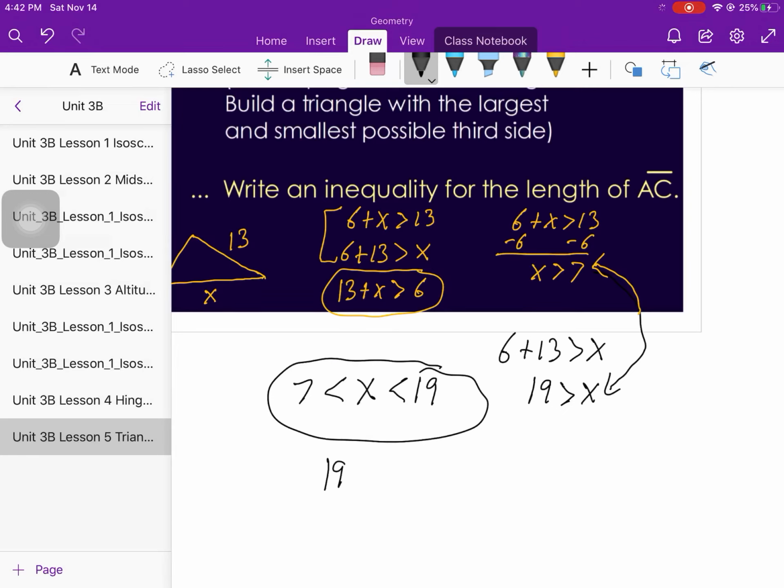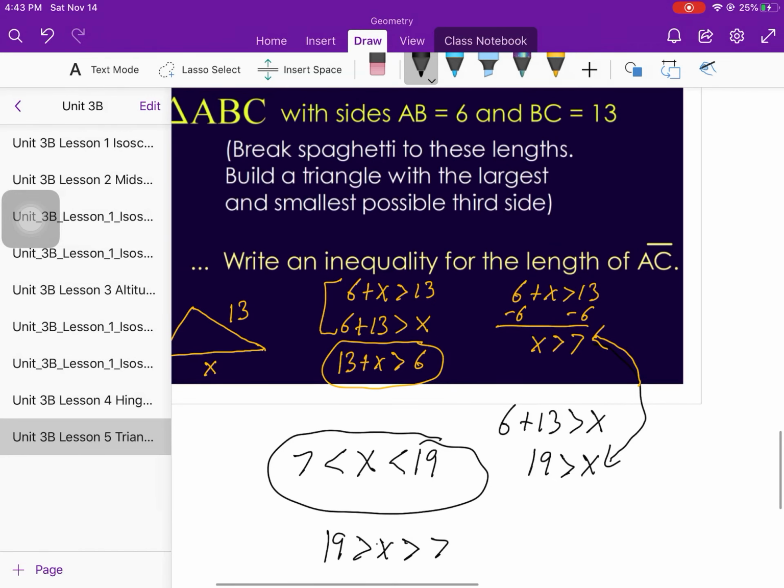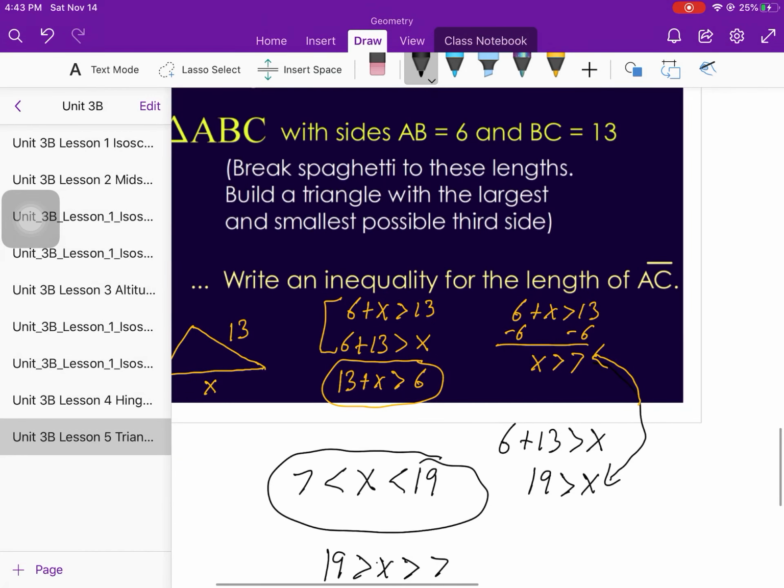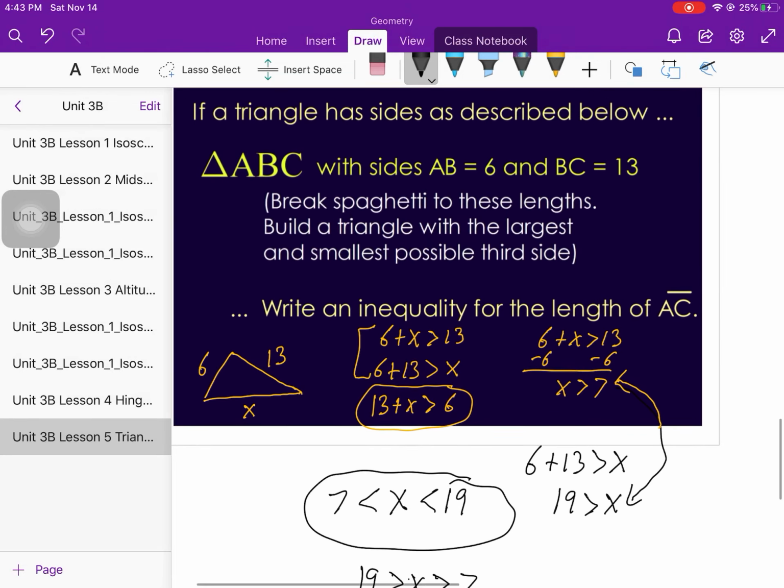You can also write it the reverse order. 19 is greater than x, which is greater than 7, but you need to make sure you change the signs and change your numbers in that position. The shortcut to this that we could have done to figure out 19 and 7 is just add the 2 numbers together. 6 and 13 makes 19, or subtract them. 13 minus 6 is 7, and then we can always set up our inequality like this.